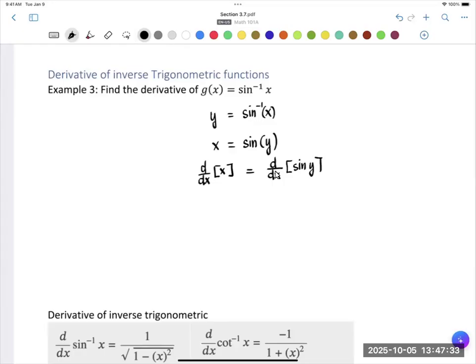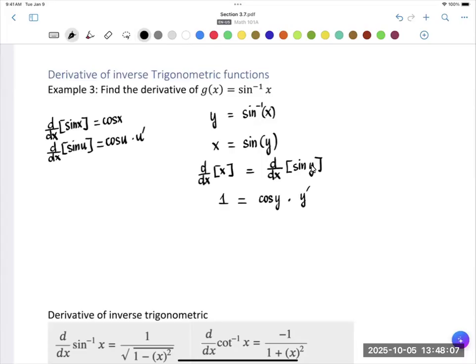Then what is my left-hand side? My left-hand side is 1. And my right-hand side, if you remember, the derivative of sine is cosine, but we also have the chain rule. So the derivative of sine u will be cosine u times u prime. This is the derivative with respect to x of sine y, so y is a function of x, and it's going to be the chain rule. So we will have cosine y times y prime.